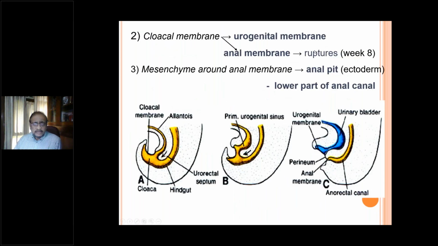So if you look here, it divides into the urogenital and anal membrane, and the mesenchyme also is around the anal membrane, which is the anal pit. Out here is the ectodermal and the lower part of the anal canal. So this is basically the lower part of the anal canal. You've got the ectodermal component to it, right?